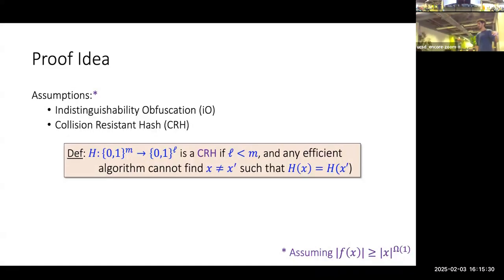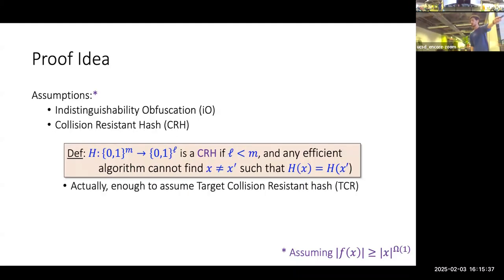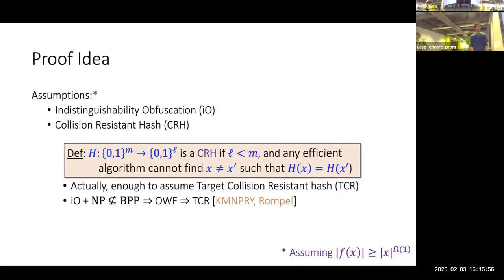Now the proof that I'm going to show you actually does not need a collision-resistant hash function. It's enough to assume target collision-resistant hash or universal one-way hash functions that can be constructed from one-way functions. The only reason that I defined collision-resistant hash function is that it's more well known and easier to define. And as I said before, if we have obfuscation together with the assumption that NP is not in BPP, then we have one-way functions, and then we have target collision-resistant hash functions. So this assumption can actually be replaced with the assumption that NP is not in BPP, which is actually a minimal assumption. And this is assuming that the reduction is right.